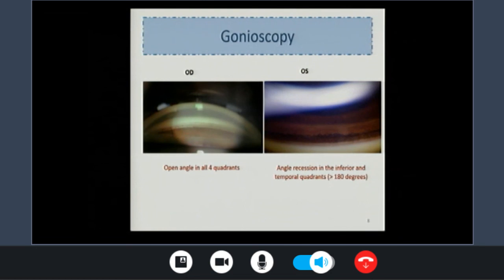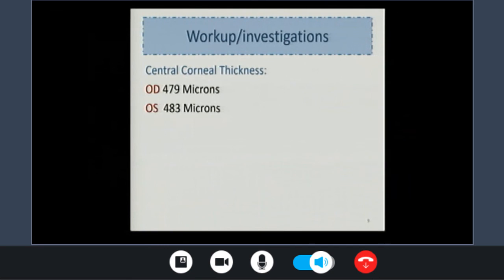In the right eye, it was an open angle in all 4 quadrants with no problems. However, in the left eye, as you can see here, she has a wide ciliary body band with a very white glistening scleral spur in more than 2 quadrants, actually in the temporal and inferior quadrants, so more than 180 degrees. So we sent her for investigations.